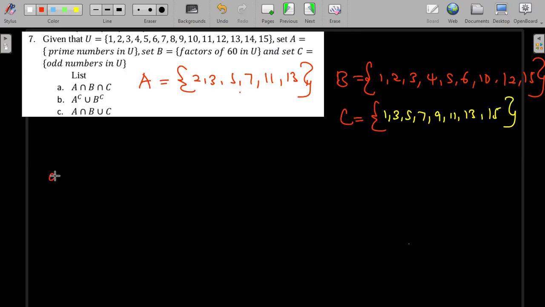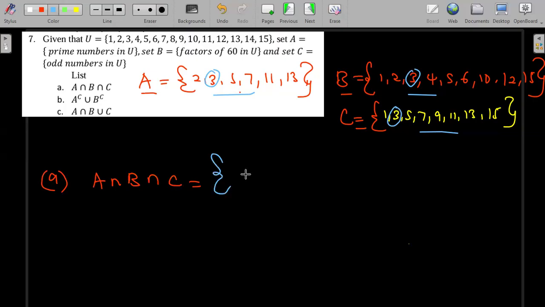The first one, they're saying find A intersection B intersection C. Here, we're simply looking for common elements between the sets A, B, and C. So which elements can we see here, there, and there? I can see 3. I can see it here, I can also see it there, and there. So I'll put 3 here as my starting number. I can see 5, 5, and again 5, so I'll put it there.